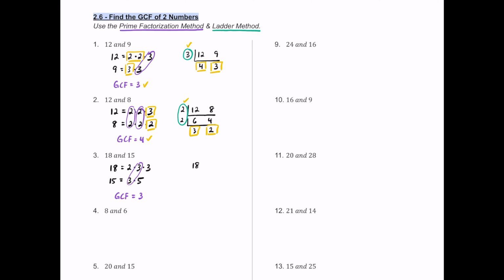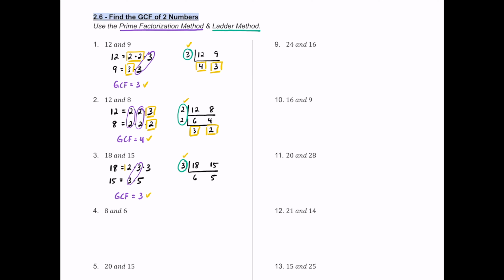Let's go ahead and confirm that using the ladder method. So we have 18 and 15. I think the only thing I can think of is 3, which makes sense. 3 times 6 is 18, and 3 times 5 is 15. And 6 and 5 have nothing in common, so this number on the left side represents our GCF. This 3 does match this 3.